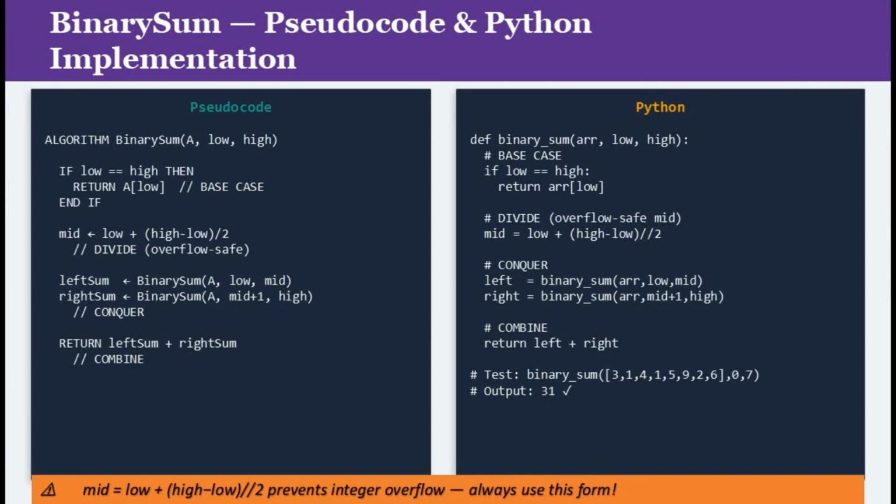Then we conquer. We make 2 recursive calls, one on the left half, one on the right half. Each call returns a sum. Finally, we combine, we add the 2 sums together and return the result. This is the complete algorithm. 3 phases, 9 lines of Python. Clean, readable, and correct.